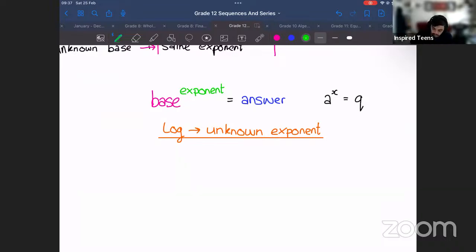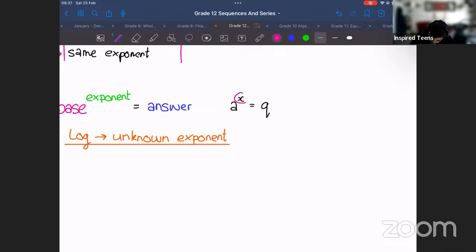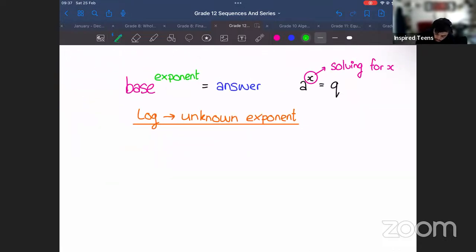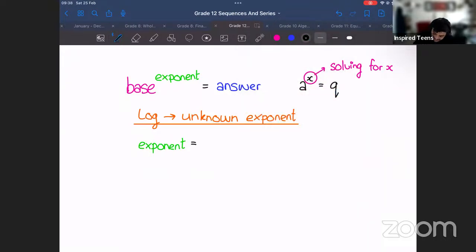Okay, so let's not give it values. Let's just denote that this is our unknown. We're solving for x. So we're going to do it in terms of both. Firstly, because your exponent is your unknown and you want to isolate it, the first thing you write is your exponent alone, and it's going to be equal to log.